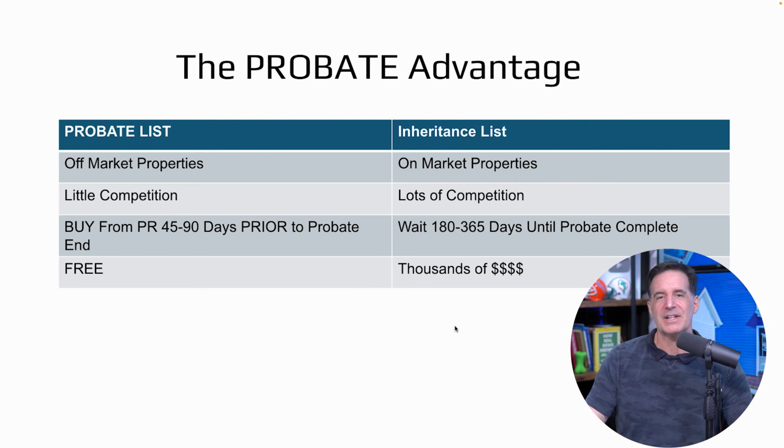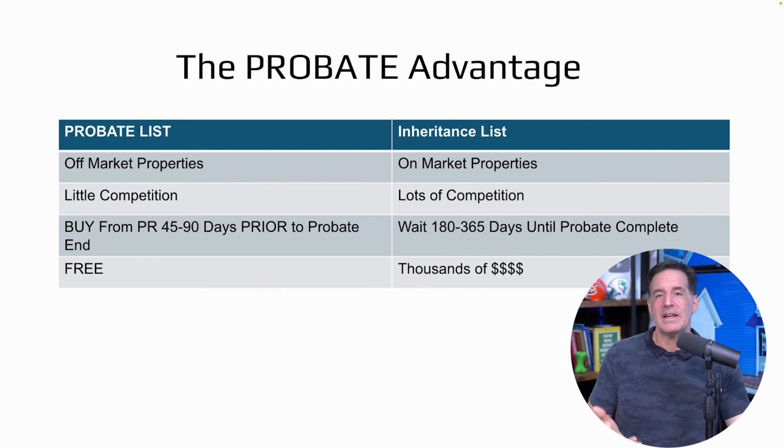So now that we've got the simple definitions of what probates are, I want you to understand the probate advantage, because a lot of people go, Rick, why don't I just wait till the probate's all done and then I will get the inheritance list? And I've already tried this route and I'm telling you, don't do it. This is the lazy way. This has nothing to do with wholesaling, and I'm going to show you why. You see, on a probate list, the property is not on the market. There's almost little to no competition, and I'm going to show you how you can buy it from the PR or the executor within under 90 days before the probate's even done. And here's the part. The leads are free.